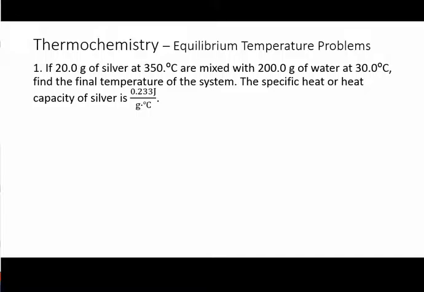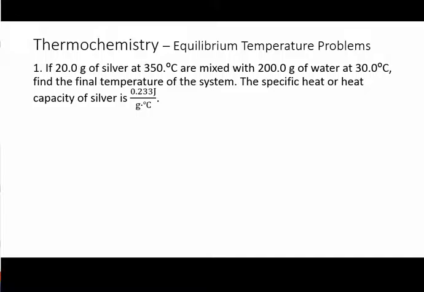So here's the problem. If 20 grams of silver at 350 degrees C are mixed with 200 grams of water at 30 degrees C, find the final temperature of the system. It gives you the specific heat of silver, 0.233 joules per gram per degree C. You have to know from memory the heat capacity of liquid water, 4.18 joules per degree C per gram. That's just expected. Now, it might be helpful to you to make a list of what you know and don't know.